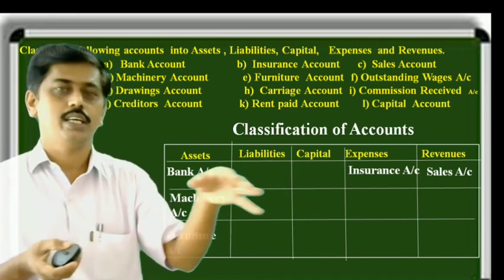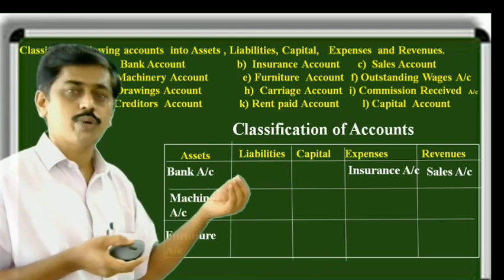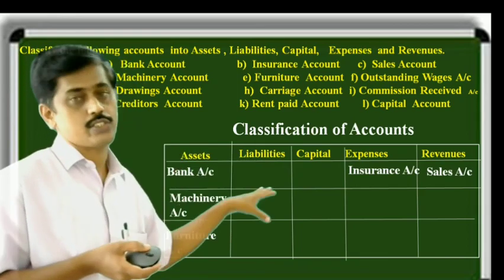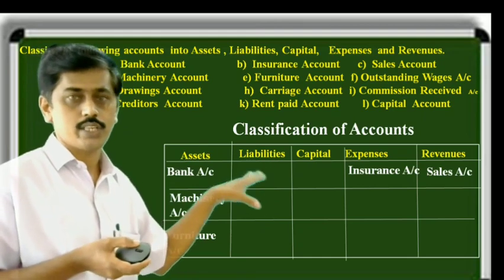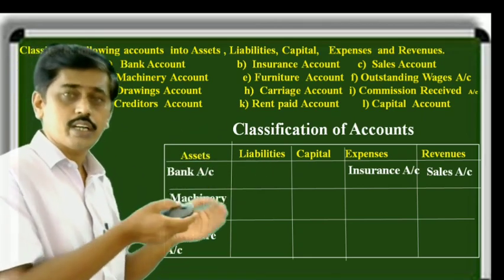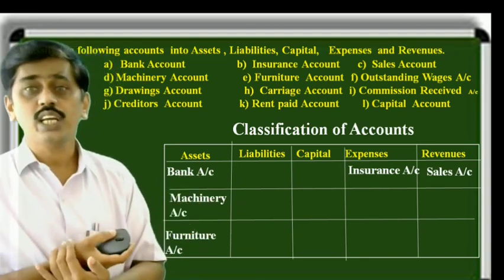Business and there chairs, tables, etc. asset will be there. Furniture will be there, and furniture account is an asset. Furniture account is an asset account. Machinery, furniture, they all come under the assets. So assets account. Next, outstanding wages account.